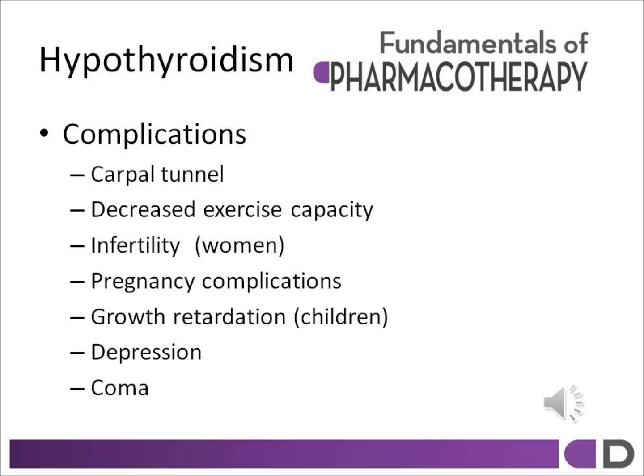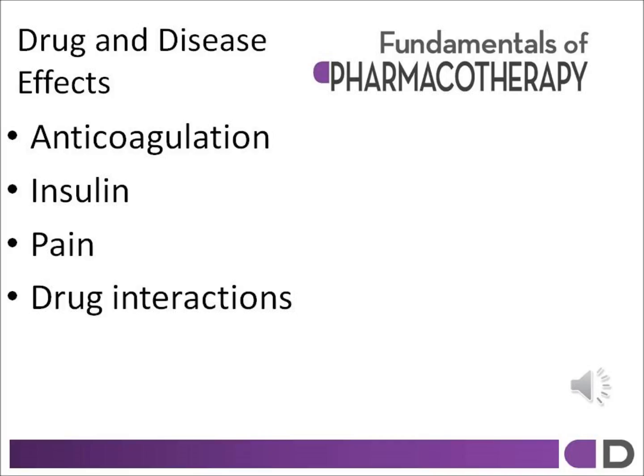There can be severe complications if hypothyroidism is not treated. An interesting one is carpal tunnel, which sometimes can improve when hypothyroidism is treated. Additionally, there are complications for women such as preterm birth or low birth weight. There are also interactions between drug and disease effects for patients with hypothyroidism. So if you remember from the cardiovascular lecture and clot lecture, we talked about warfarin being used as an anticoagulant. Patients who are in a hypothyroid state typically require lower doses of warfarin, and patients who are in a hyperthyroid state may require higher doses.